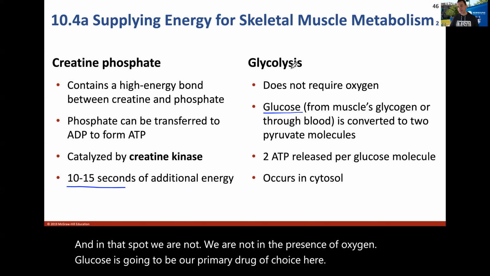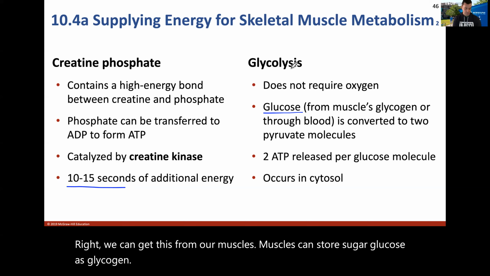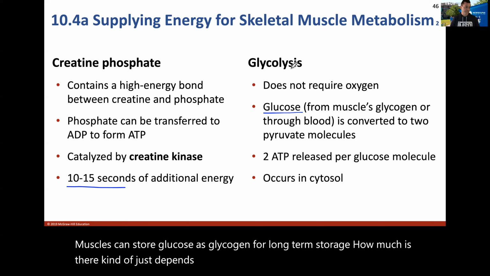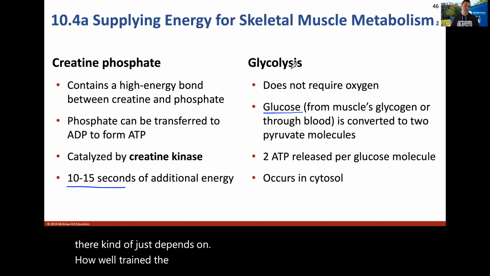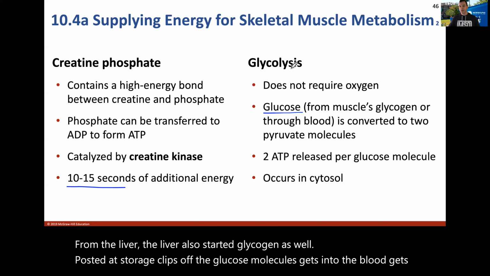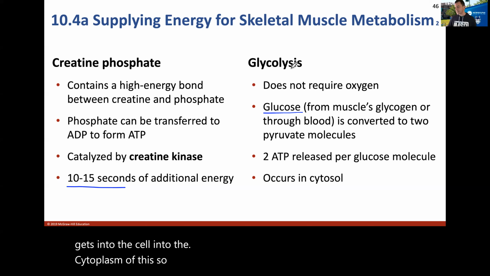All right, we can get this from our muscles. Muscles can store sugar, glucose, as glycogen, for long-term storage. How much is there just depends on how well trained the muscle is. You can also get glucose from the blood, from the liver. The liver also stores glycogen as well. It pulls it out of storage, clips off the glucose molecules, gets into the blood, gets into the cell, into the cytoplasm of that cell. We break down glucose and basically form two pyruvate molecules.